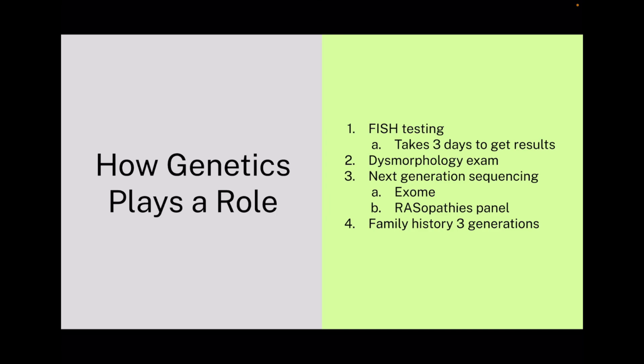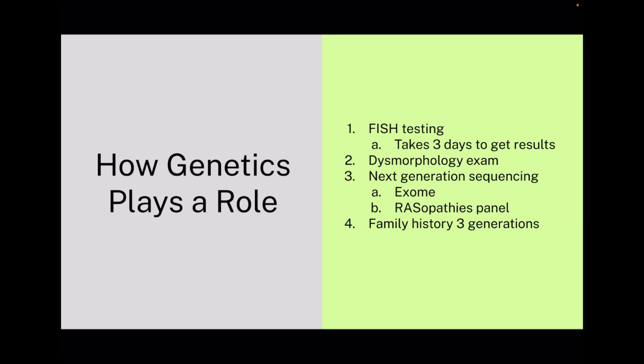The second test they can do is a dysmorphology exam, which is basically a head-to-toe assessment used to identify and interpret patterns of human growth and structural defects. The National Human Genome Research Institute provides a list of dysmorphology exams for almost every single disorder. So it's kind of like a checklist that geneticists use to narrow down what disorder the patient might have.